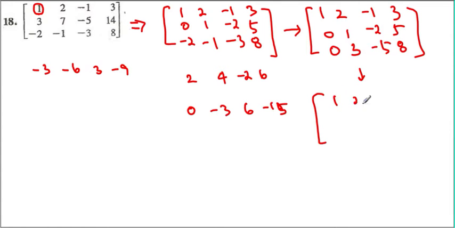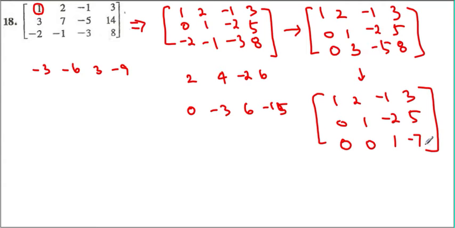So 1, 2, -1 and 3, so 0, 1, -2 and 5. So if I add up, 0 and 0 is 0, -3 and 3 becomes 0, 6 plus -5 becomes 1, and the last one becomes -7. So that's how we can express it in row echelon form. So we have the ones crossing this way.